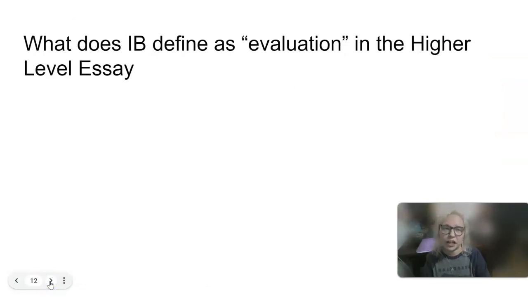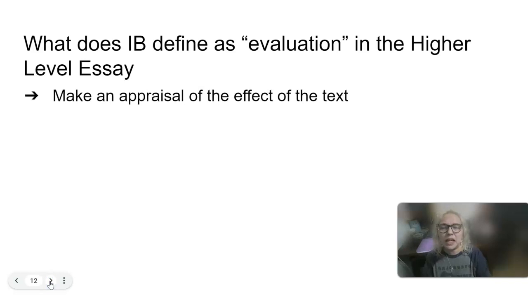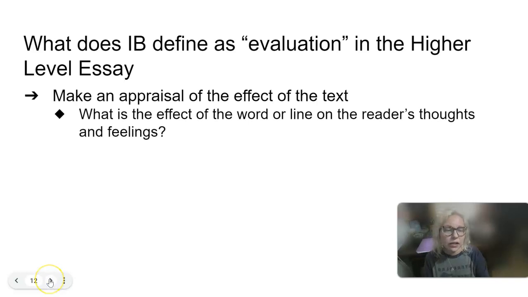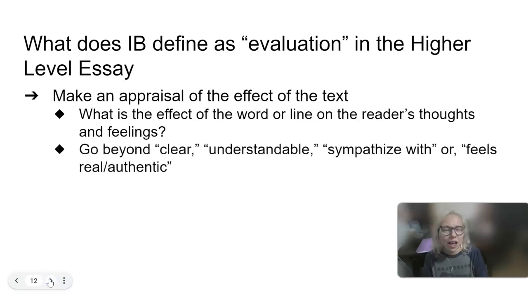Okay, so the next part, evaluation, how does IB define it? Well, it's making an appraisal of the effect of the text. What the heck does that mean? Ask yourself this: what is the effect of the listing of all of these GI objects that they're carrying? Or what thought comes to mind? Go beyond it makes it clear to the reader, understandable, it helps us sympathize, it feels authentic, because those are things that all good writers do. You're looking for beyond what makes this writer a good writer.